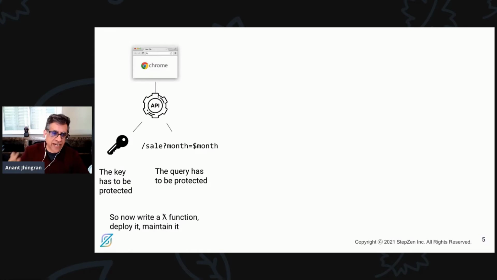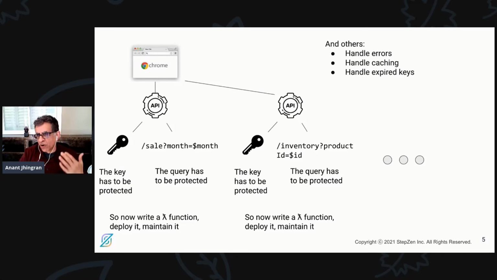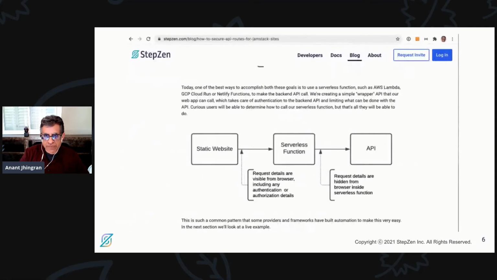So the way you do this is you write some Lambda functions or other serverless functions, then you deploy it and you maintain it in order to take care of one API. And then you've got to do this for the second API. Its key has to be protected, its query has to be protected. So you write more Lambda functions and you deploy them, et cetera, et cetera. So in order to make all of this API stuff work in the Jamstack environment, you're doing a lot of manipulation of the APIs, even if those APIs are available to you. And that's not all. You've got to handle errors, you've got to handle caching, expired keys, et cetera. So you've got to take care of a lot of these things for APIs to become a first-class citizen of your Jamstack stuff.